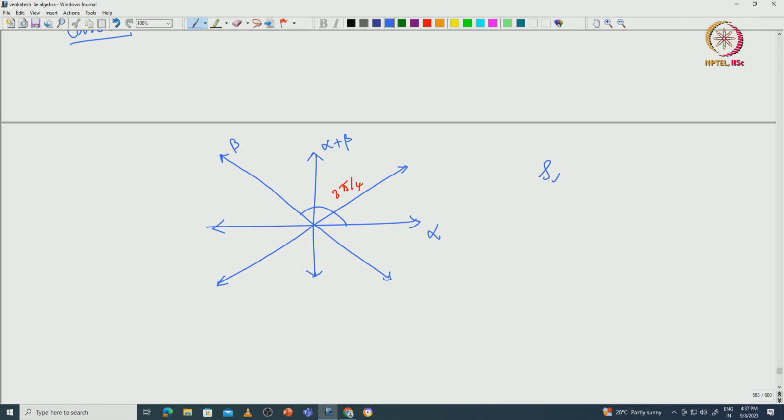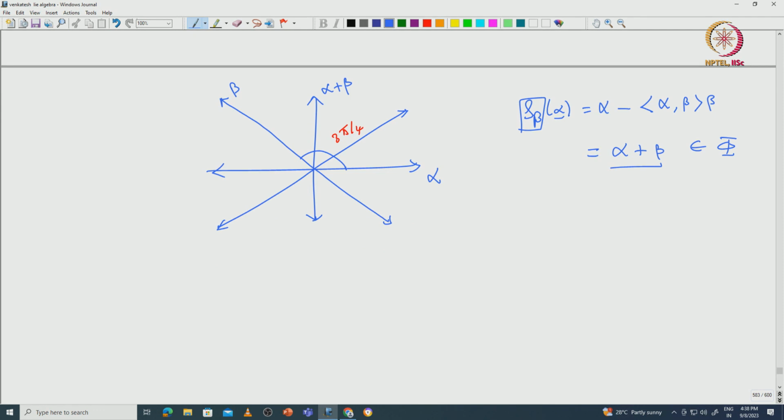Because S beta of alpha is going to be equal to alpha minus the angle alpha comma beta times beta. So since the angle alpha beta is minus 1, this is going to give us alpha plus beta. So this is going to be in phi. Since alpha and alpha plus beta are conjugate under this reflection, they should have the same length. So that is what we have done here.